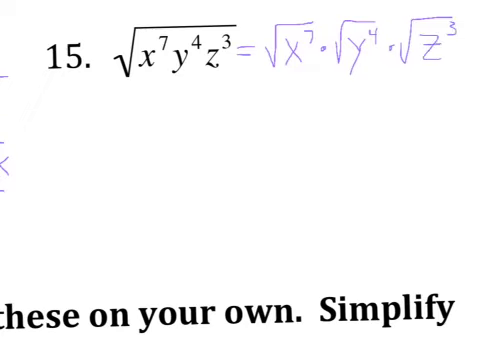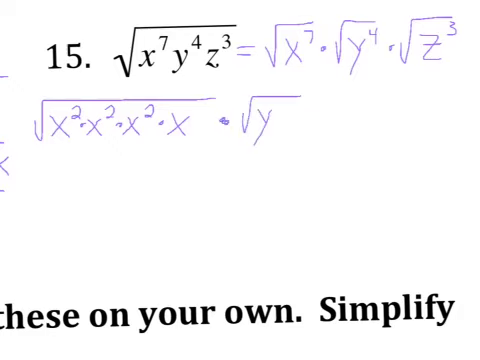So let's break up the x to the 7th first. That's going to be x squared times x squared times x squared times x. 2 plus 2 plus 2 plus 1 is 7. Then we have, for y to the 4th, y squared times y squared. And for z cubed, we can do z squared times z to the 1st.